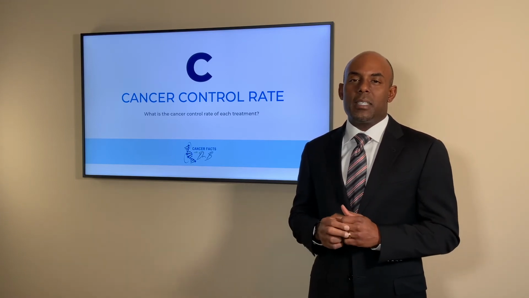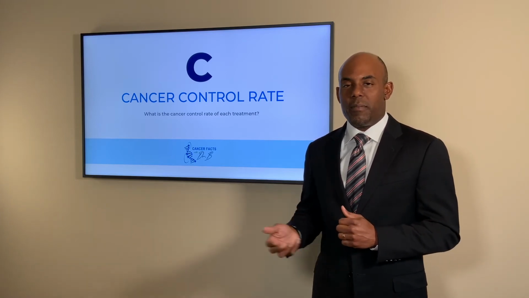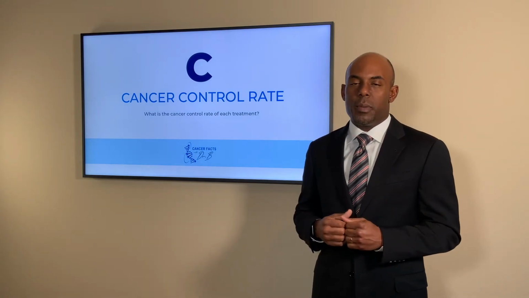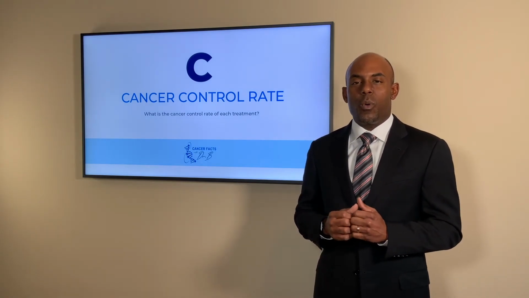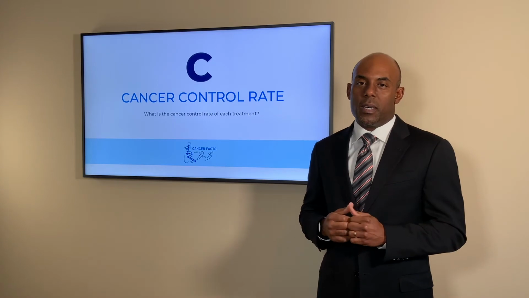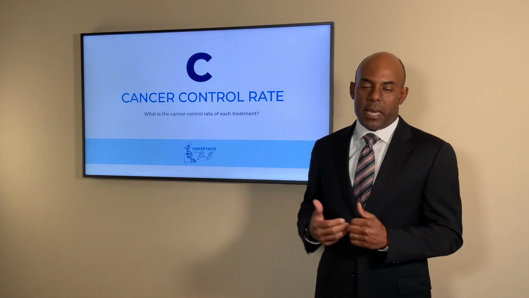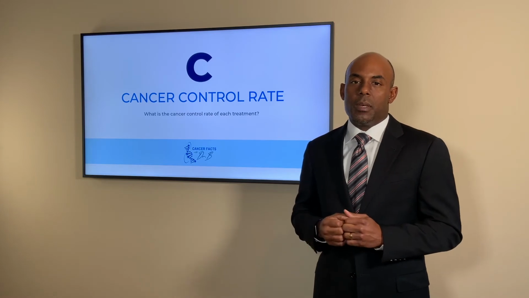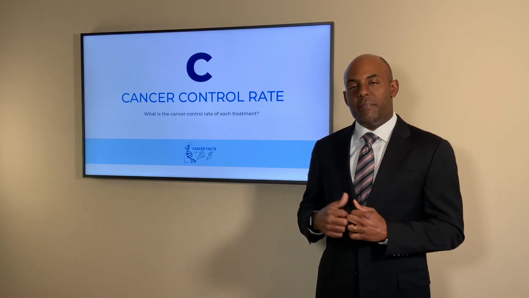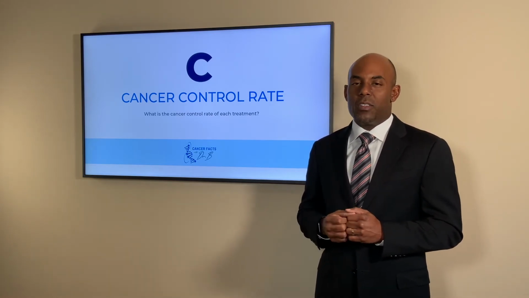A lot of times as doctors, we like to give relative benefits like a 50% improvement, but as a patient, you really want to know an absolute difference. Is this going to help 2 patients out of 100, or is this going to help 50 patients out of 100? Sometimes we use the term definitive treatment or adjuvant treatment.